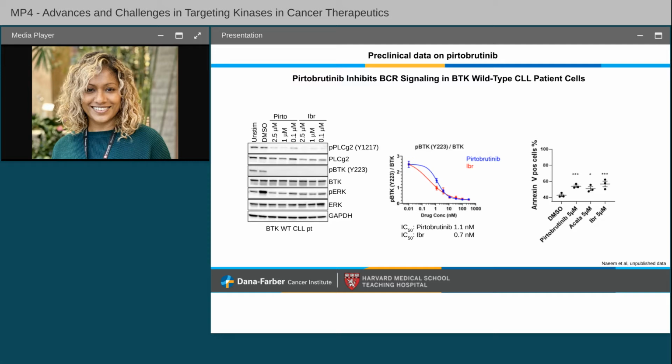So in the first plot and the Western blot, you can see that both drugs quite effectively inhibit phospho-BTK at all concentrations. And the middle one shows the dose curve of inhibition of phospho-BTK, and both drugs inhibited phospho-BTK with comparable IC50s. And on the right, you can see the cell killing compared to the control, pirtobrutinib and acalabrutinib and ibrutinib significantly caused cell death.